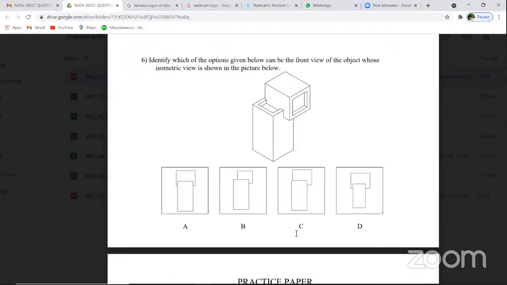Option C. C is correct. Why? Because you can see here, if you look carefully, this line extends over this line, meaning this is projected a bit more than this one. Yes, C is correct.